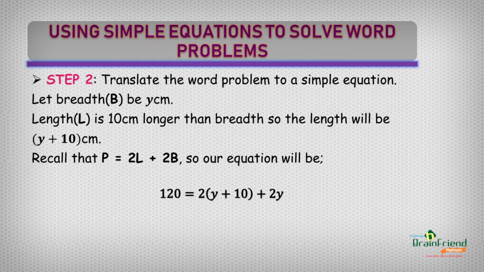We are told to find the breadth and the length. So we let the breadth be y centimeters, and the length is said to be 10 centimeters longer than the breadth. So we take the length to be y plus 10 centimeters. Now recall that P is equal to 2L plus 2B. So substituting the values we have into this equation, we will have 120 is equal to 2(y + 10) + 2y.